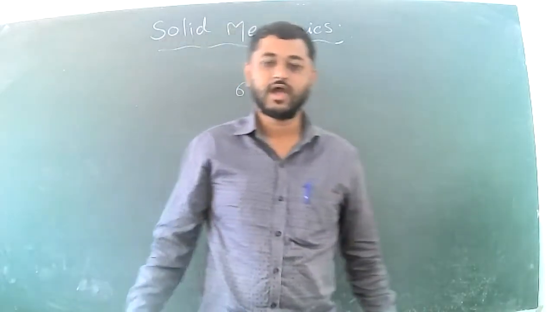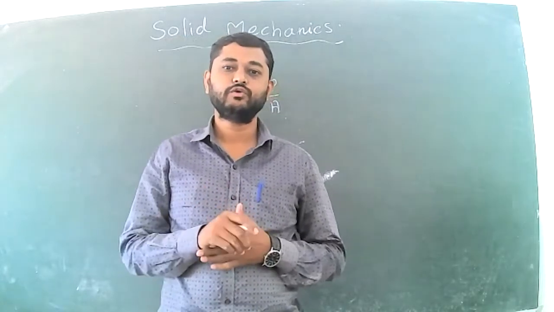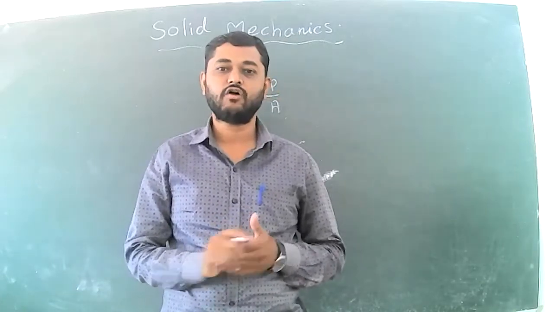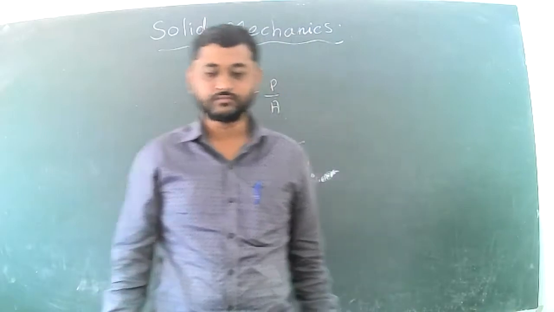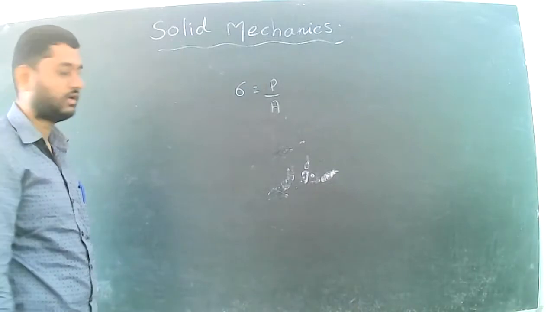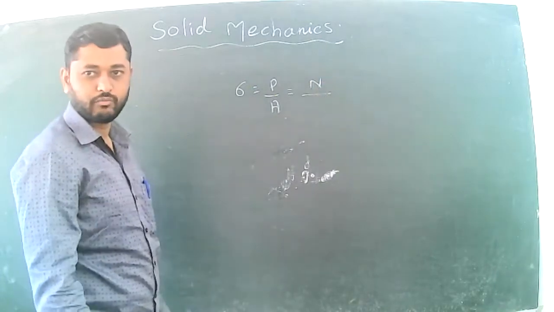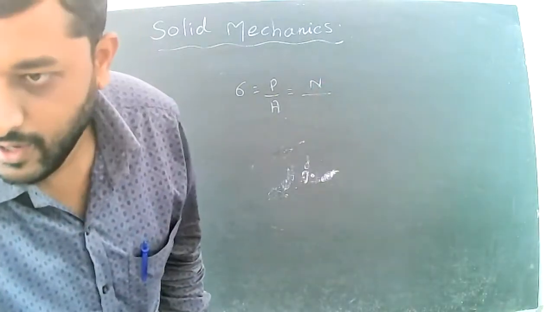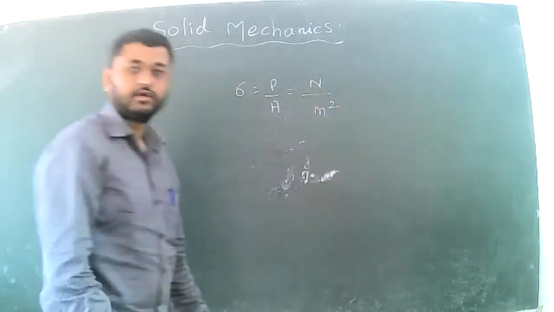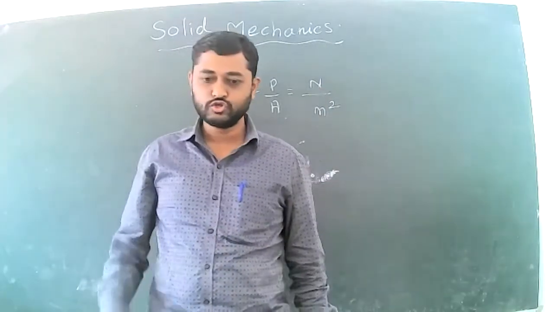We know that the internal resistance set up per unit cross-sectional area is called stress, which is also called intensity of stress. And the SI unit of stress is Newton per meter square, because the unit of load is Newton and the area of cross section is meter square.